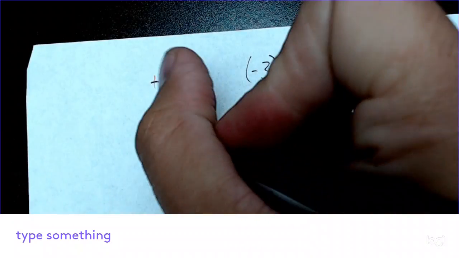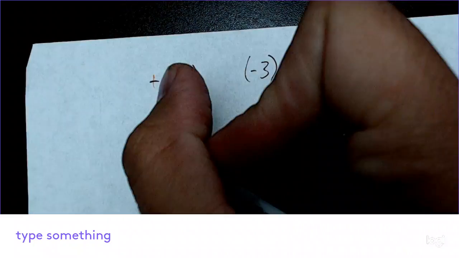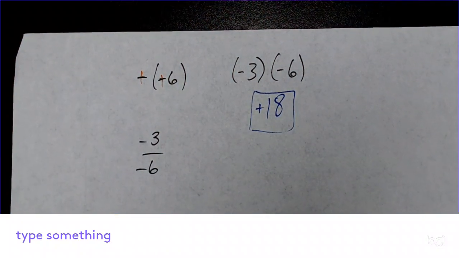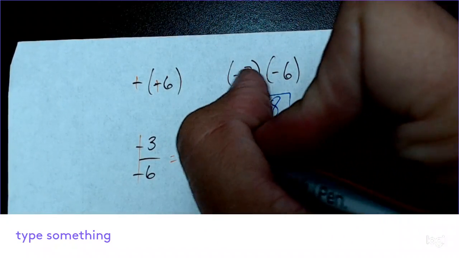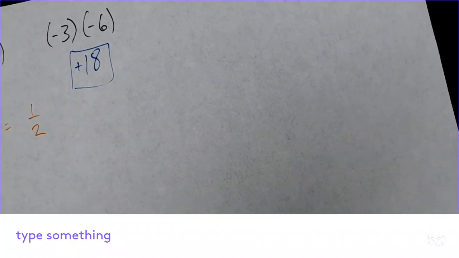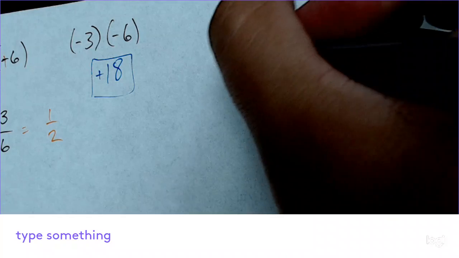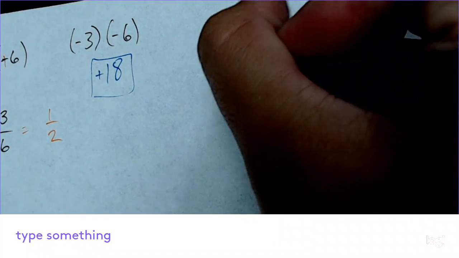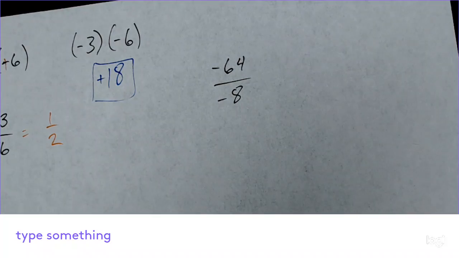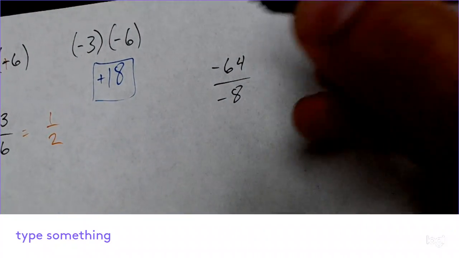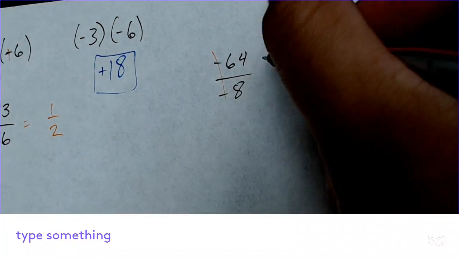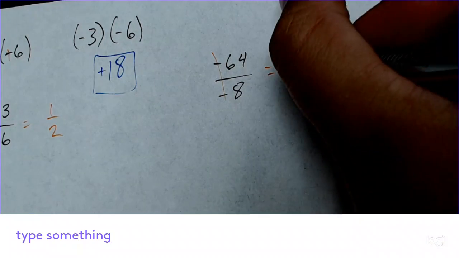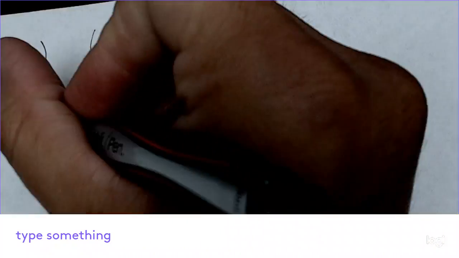So let's say I've got negative 3 over negative 6. What happens here is the two negatives cancel, and my answer will just be 3 over 6, which reduces to 1/2. Right? Or we could do a bigger division problem, like negative 64 over negative 8. Okay? So what happens again here is the two negatives cancel, making a positive, so negative divided by negative, and 8 goes into 64 8 times, so the answer will just be positive 8.